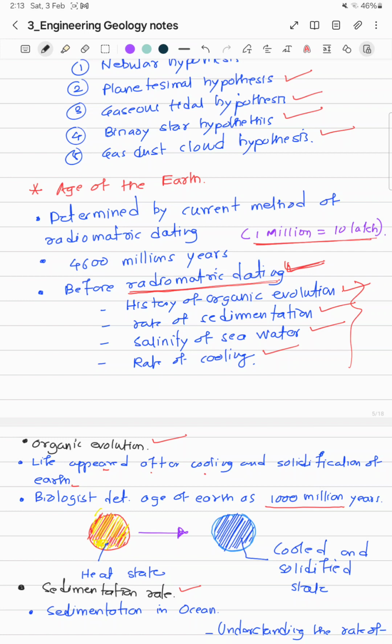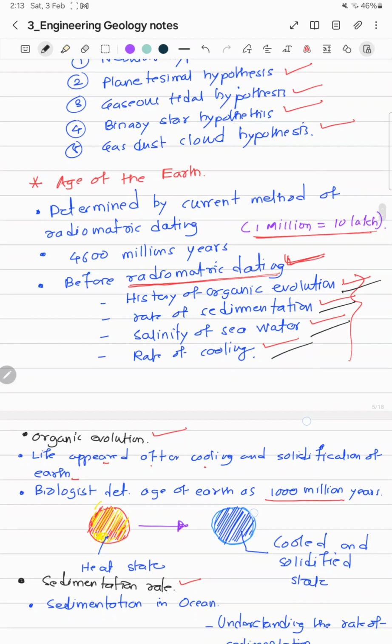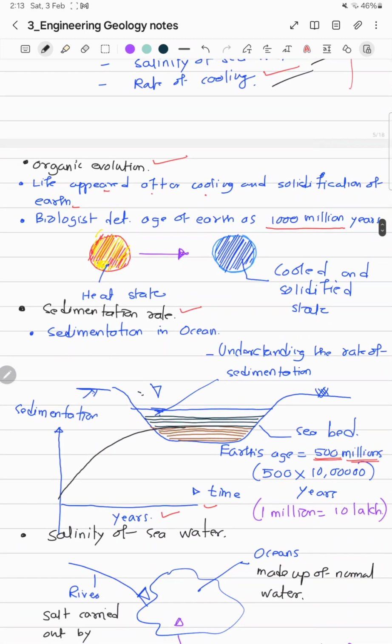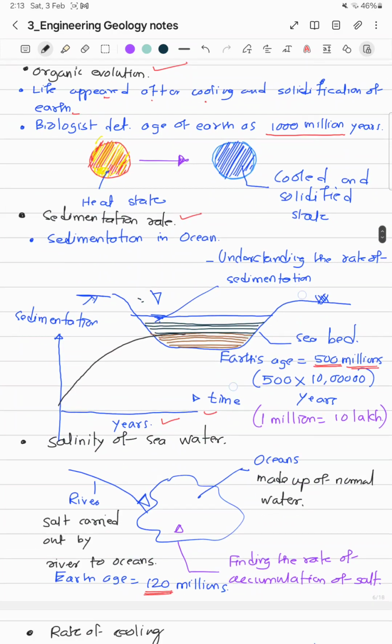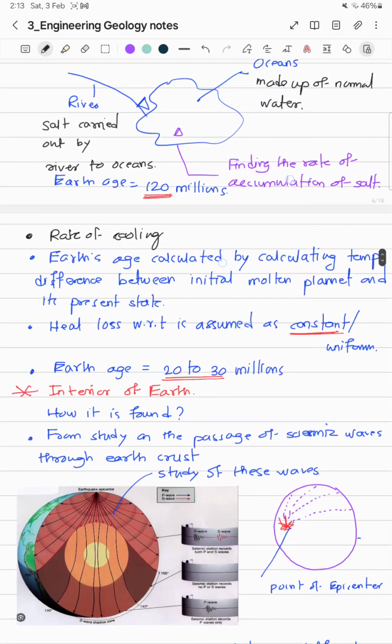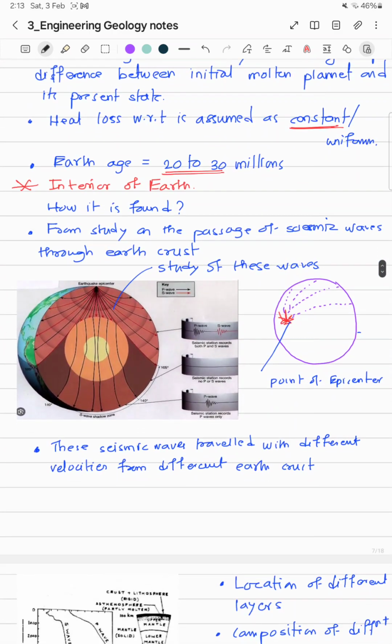These methods are history of organic evolution, rate of sedimentation, salinity of seawater, and rate of cooling. So one by one we have seen these methods, the basic general information of these methods. Then today we will see the interior of earth.